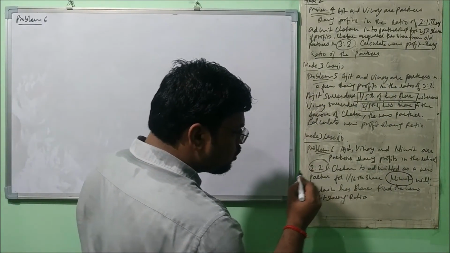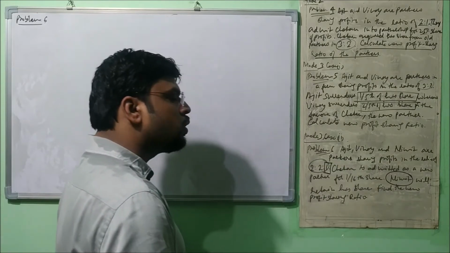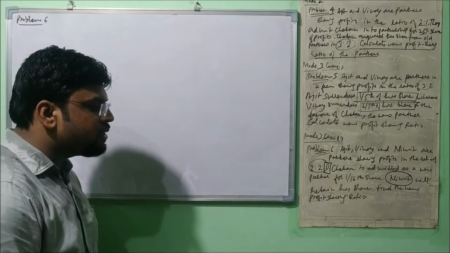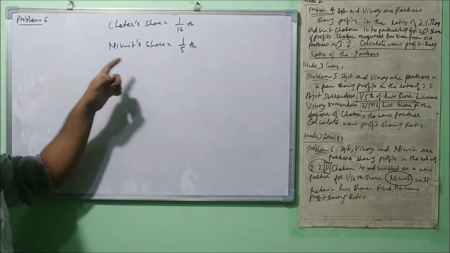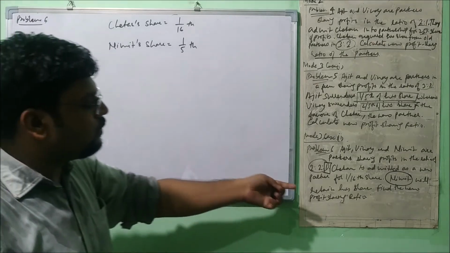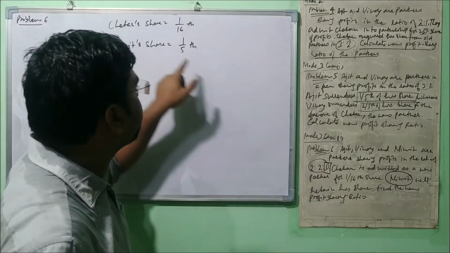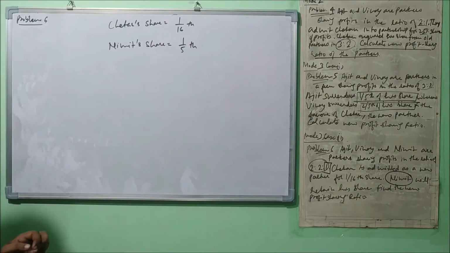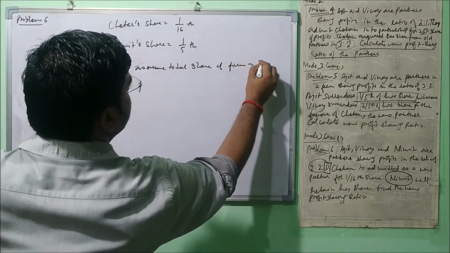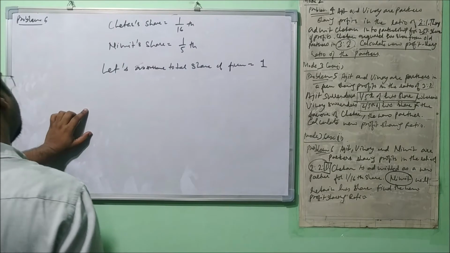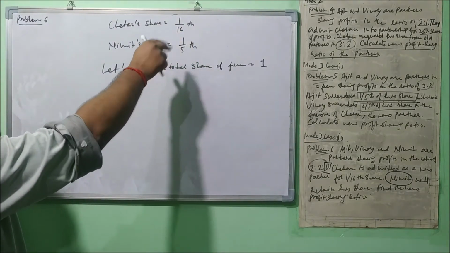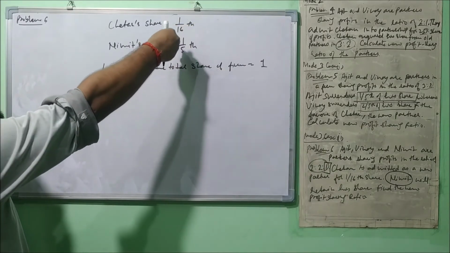See, Nimit will retain his share. What is the portion of Nimit here? He is not going to change his share. Understood? So how are we going to attempt it? Let's follow. Chetan's share is 1 by 16, given in the question, and Nimit's share we can calculate from here: 1 by 5. Let's assume the total share of the firm is equal to 1.